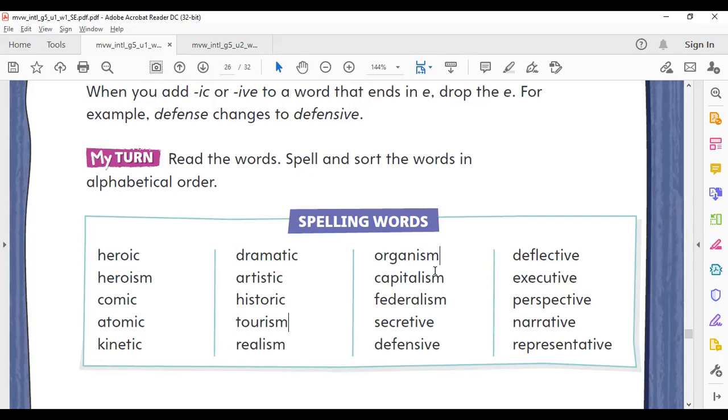How many syllables are there, Muhammad? How many parts? Organism. Four. Are you sure? Or four syllables in the word. Or gan ism. Organism. So how many? Three. Four. Three. Very good. Very, very good, Muhammad.